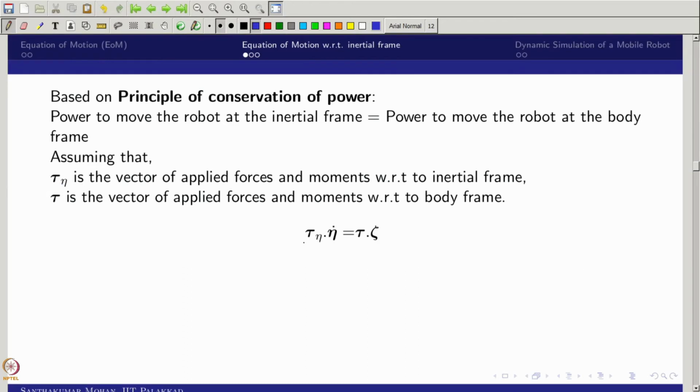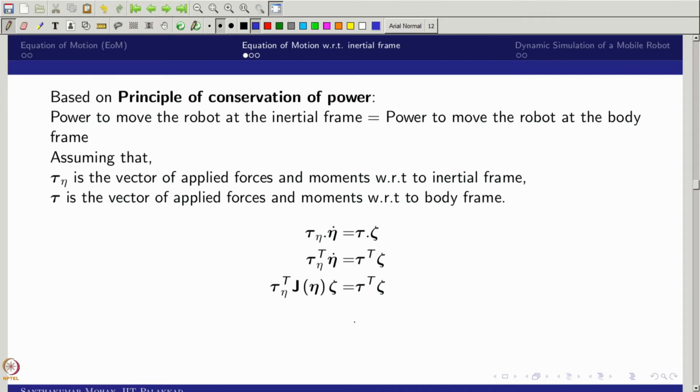I am bringing this equation, and now I am trying to rewrite it in the inner product way. Eta dot is J of psi into zeta. That is what we are trying to substitute, right? Then you can see this zeta goes away, and what remains is tau_eta transpose into J of eta. Here I am writing J of psi as J of eta, because psi is in the eta form. That is the only change we have made.